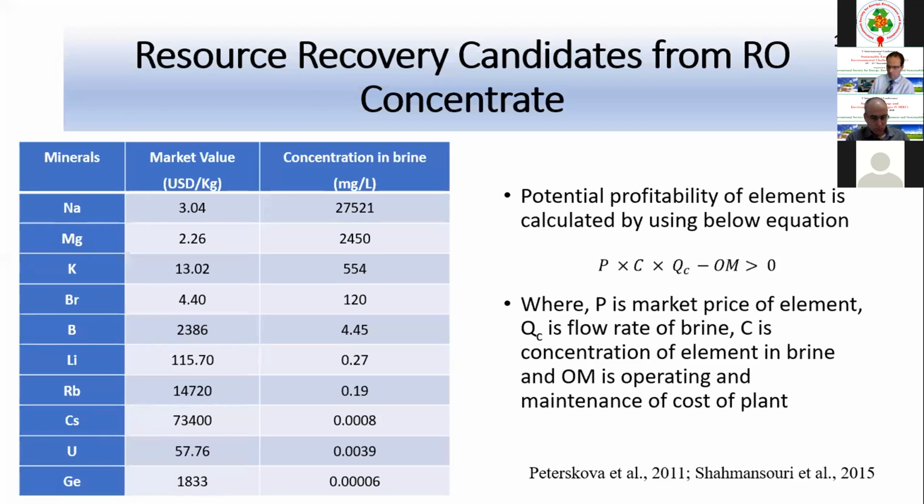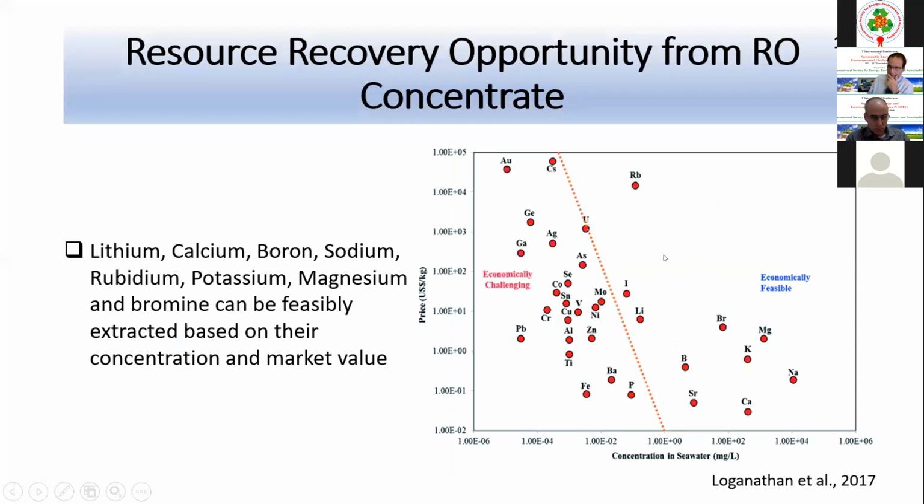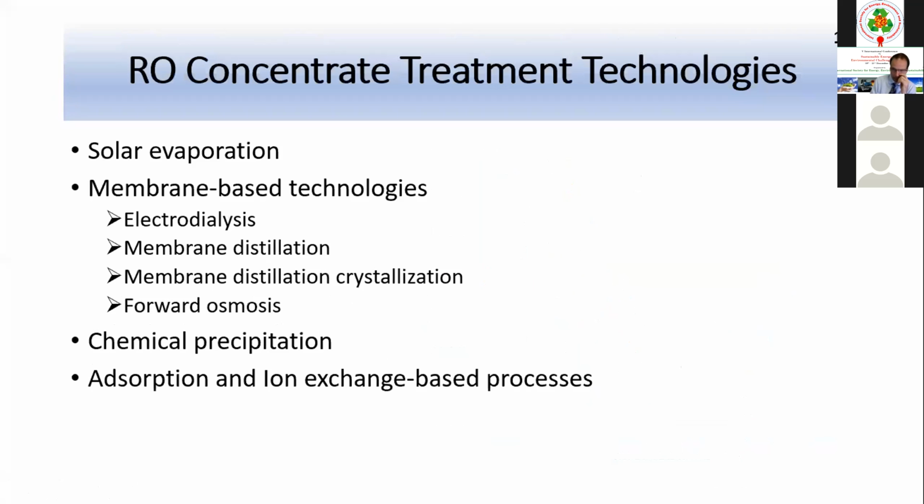So that calculation has been done, and based on that, the elements that are economically extractable are rubidium, lithium, iodine, bromine, magnesium, potassium, and sodium. These are the candidates that can be feasibly extracted based on their market value and concentration in the RO concentrate. On the left hand side, we have some of the elements, but these are economically challenging to extract.